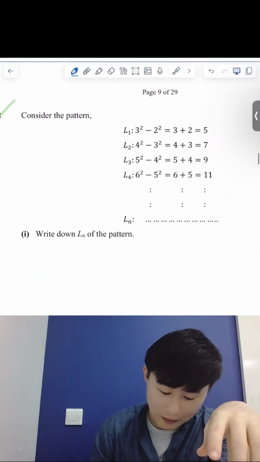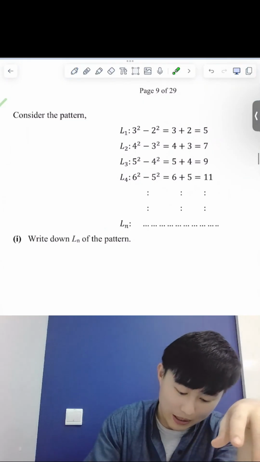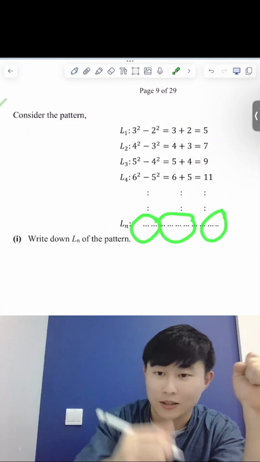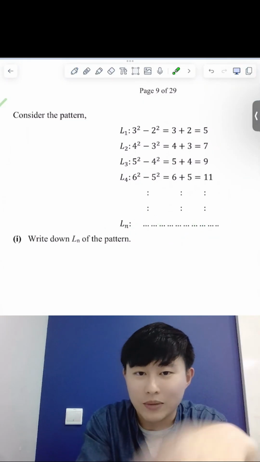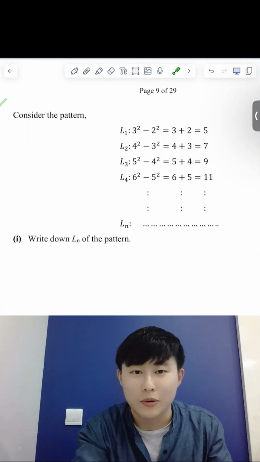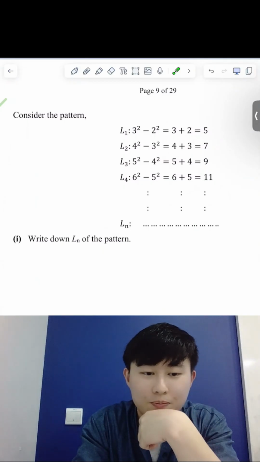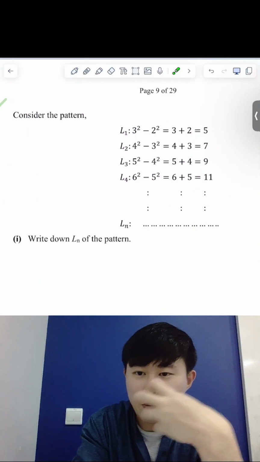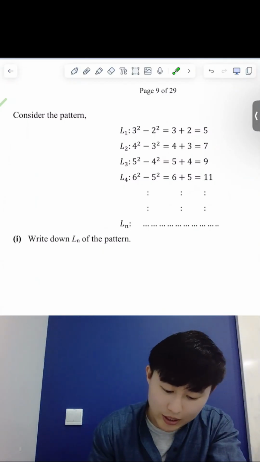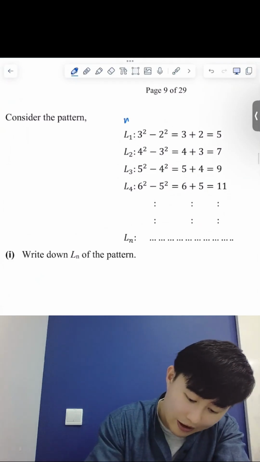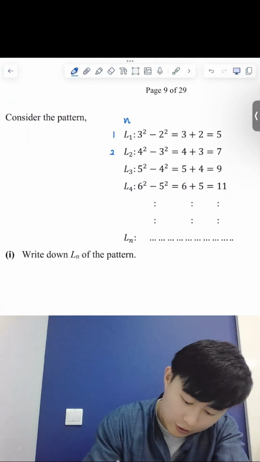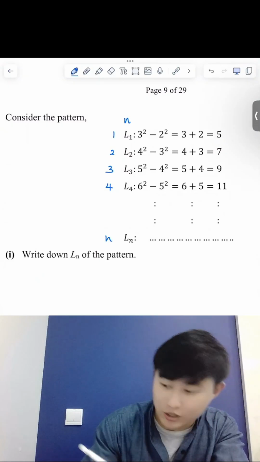Anyone can figure out what is the pattern? What is the pattern over here? You can just throw out random things, and I will just pick and choose. Which of your answers can tell me which one it is? Anyone can spot any patterns here? We can treat this as kind of like an n value. This is n equal 1, n equal 2, n equal 3, n equal 4, and then this is just an n.